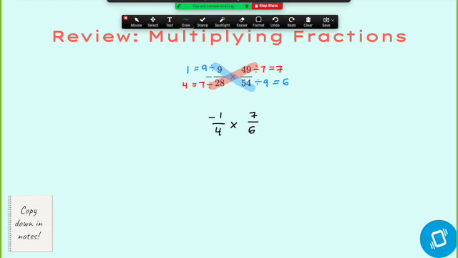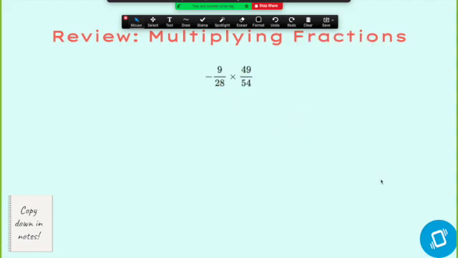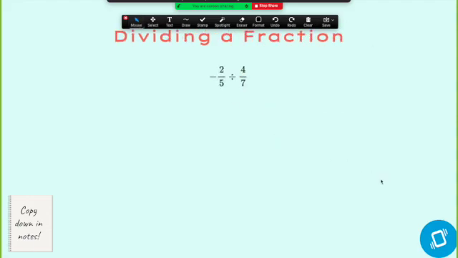Okay? So based off of this, I'm going to multiply across. So I have here 1 times 7 over 4 times 6, and that would equal negative 7 over 24. Okay, so let me clear the slide, and then let's go on to dividing a fraction.